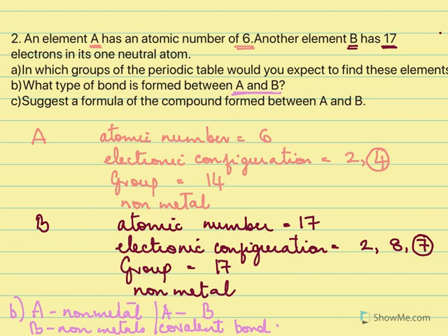Now for the next, suggest a formula for the compound formed between A and B. So if you see, for A, the valency is 4, covalency 4. And for B, it has got 7 valence electrons. So the valency will be -1, just like chlorine. So the compound will have the formula AB4.